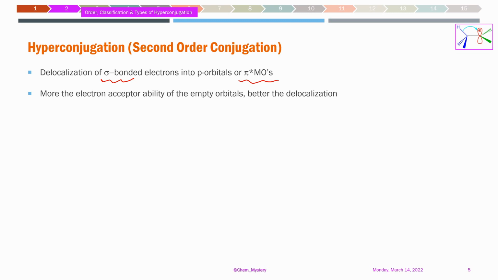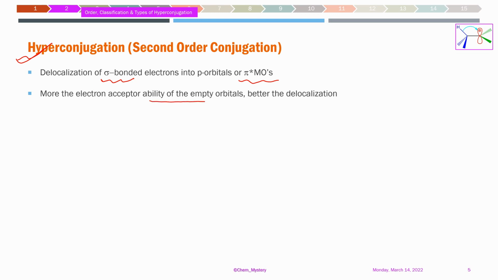And this is very natural: when we have the electron donor ability and electron acceptor ability, if the electron accepting ability of the empty orbital is going to be greater, then this is going to be a much better delocalization. Better the delocalization, greater will be the stabilization for the molecule concerned.